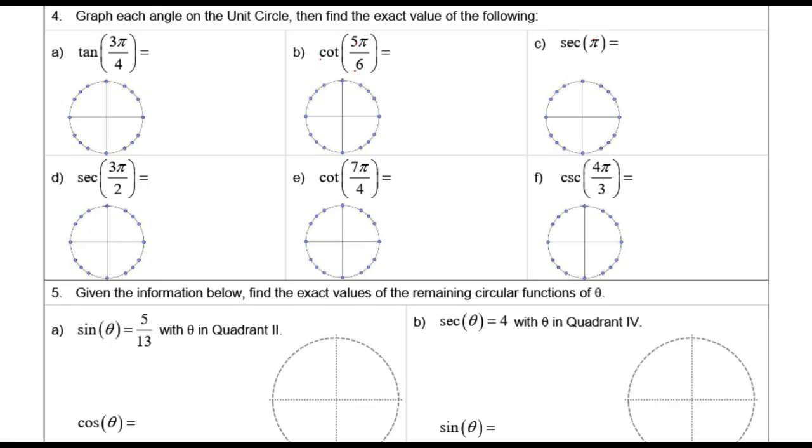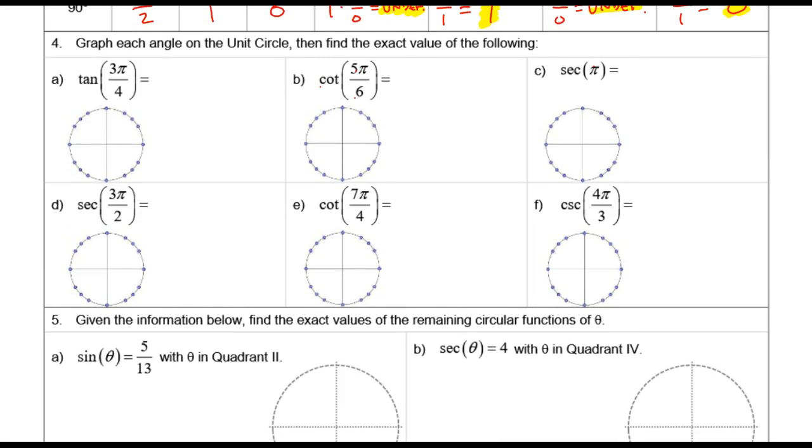Example 4 says graph each angle on the unit circle, then find the exact value of the following, and those are the ratios that are given. So I'll go ahead and do the first example here, and I'll talk through it, and then I'll probably go through the other ones pretty quickly. So we have the tangent of 3 pi over 4. The first thing I'm going to do is graph the angle 3 pi over 4. So we're going to start with an angle in terminal position here. There's our initial side. Our terminal side will be 3 pi over 4. So we go 1, 2, 3, and 3 pi over 4 is right there on the unit circle.